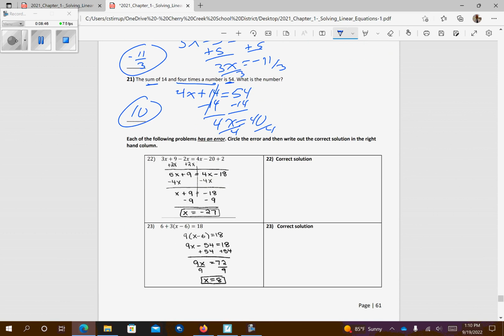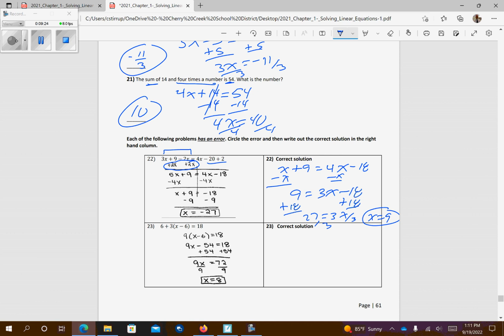Okay, we want to see where we find the mistake. They added 2x. Oh, there's where the mistake took place, because they didn't do both sides. So the correct thing would be 3x minus 2x is x. And then 4x, we can go ahead and combine those, minus 18. And then subtract x from both sides. Add 18. So 3x is equal to 27. Divide both sides by 3. So x equals 9.